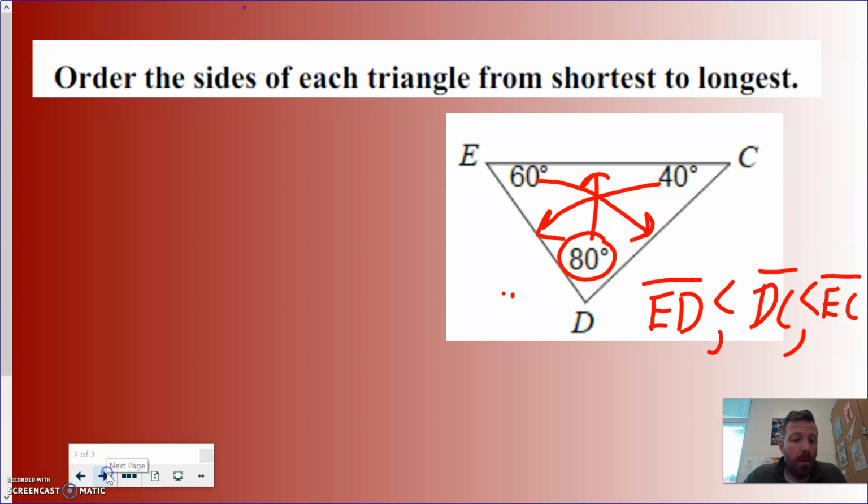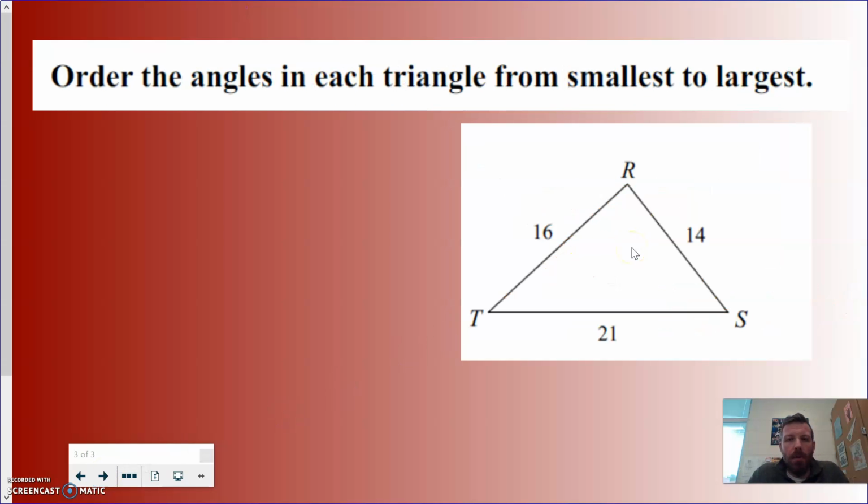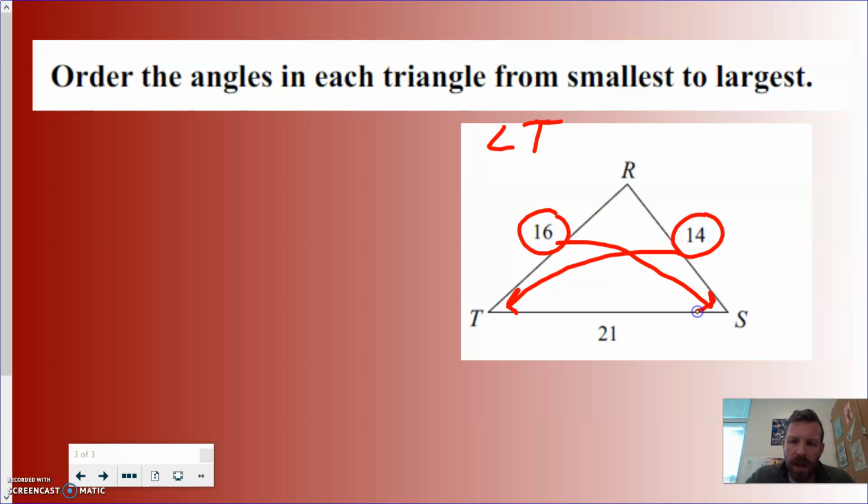Okay, let's take a look at another problem. Looking at this problem, we now know our side lengths, okay? We have 16, we have 14, we have 21. We want to order the angles, again, from smallest to largest. That means I'm going to look for my smallest side. My smallest side is 14, right? So that means that the smallest angle would be the one that's across from it, which is angle T, okay? So the way you'd write that is you'd say angle T, okay? And then we want to find our next largest side, which would be 16. And that means that the angle across from that would be our next largest angle.